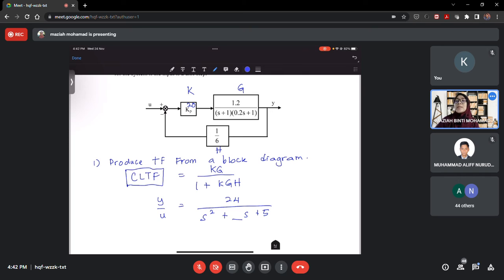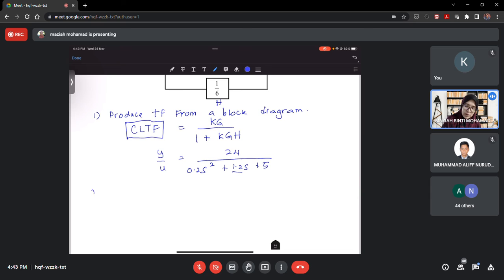Okay, siapa tu? Christina? Mana ni tak nampak ni. Okay. 0.2 S square plus 1.2 S. Alright. Okay, thank you, Christina. Okay, so that will be the transfer function, the closed loop transfer function from the block diagram.